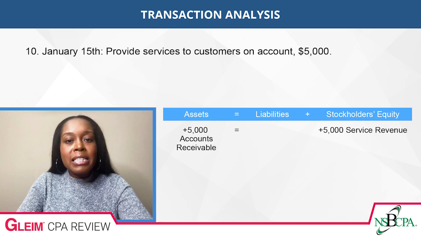The revenue part is the same as transaction number 9. It doesn't matter when the customer pays us. We record the service revenue when we do the work.